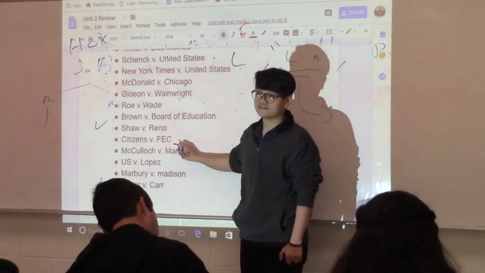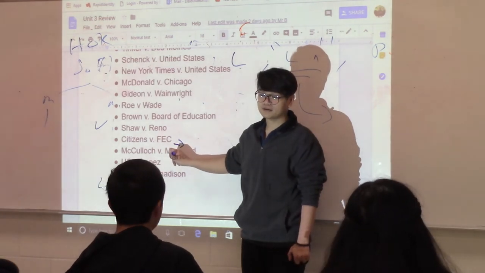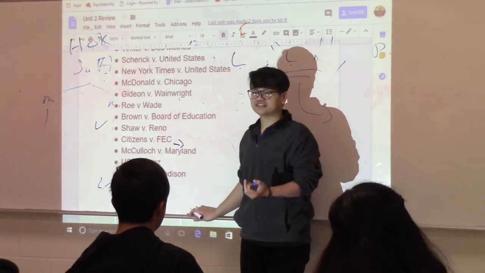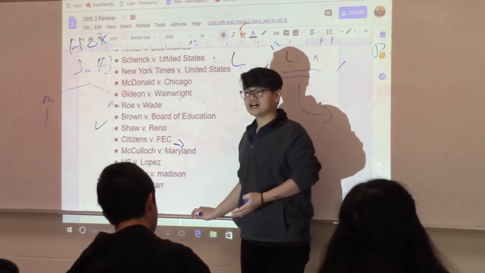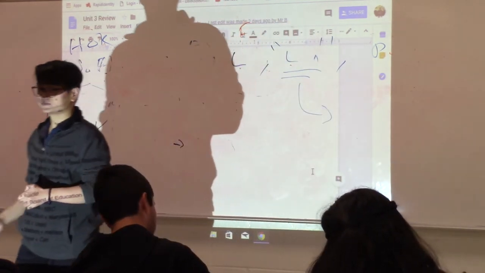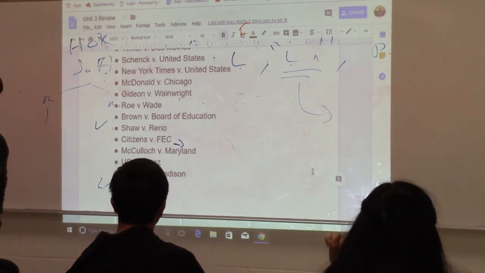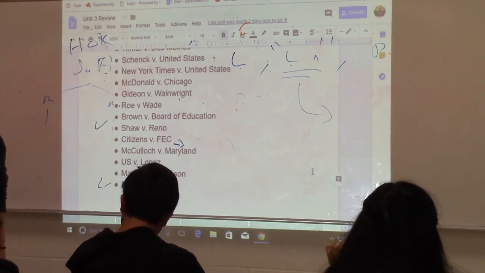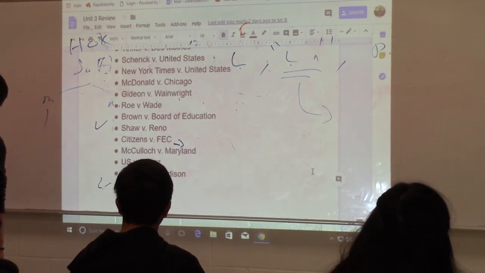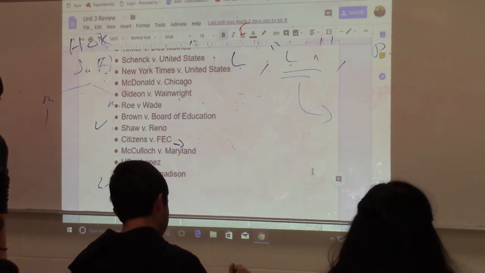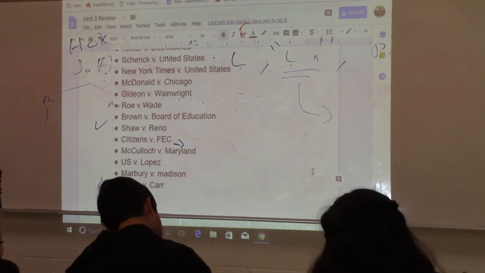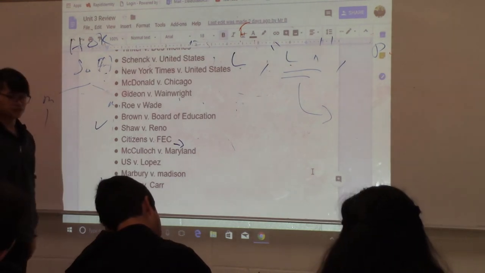Citizens United versus the FEC, everybody good with that? It allowed for the creation of what kind of PACs? Super PACs. So an organization that can spend how much money? Unlimited amounts of money. For corporations, labor unions, what clause? Some of you got this wrong on your test. This one's easy, guys. What clause? It's okay to spend as much money as you want because spending money is what? Freedom of speech. When you give somebody money, you're expressing your support towards that person. So freedom of speech in Citizens United versus FEC.